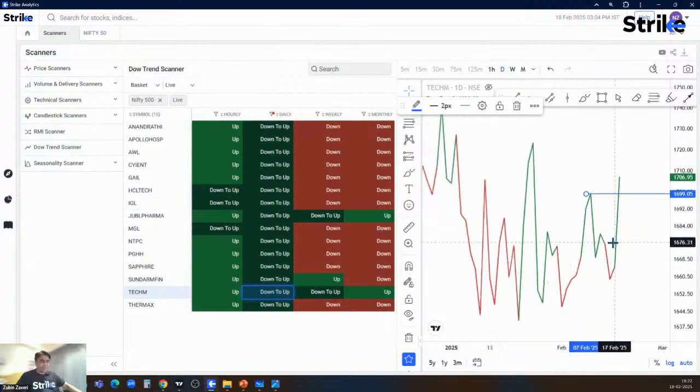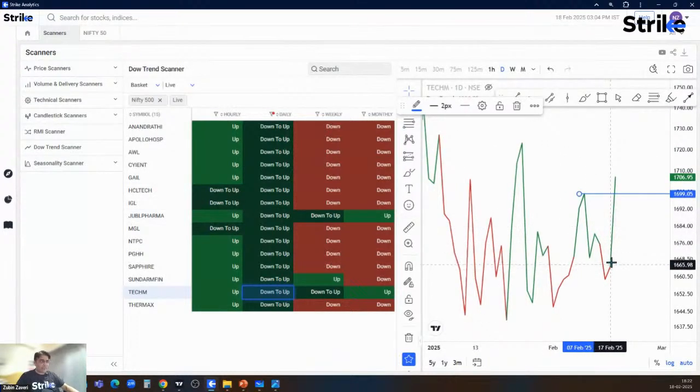Right? So Tech Mahindra has crossed not only this particular top, but it has crossed this one as well. So it's a major move up over here.